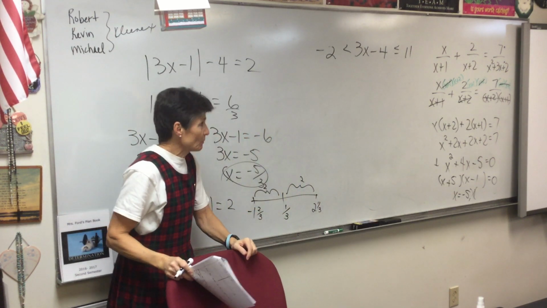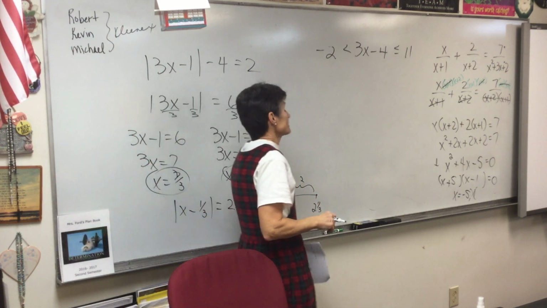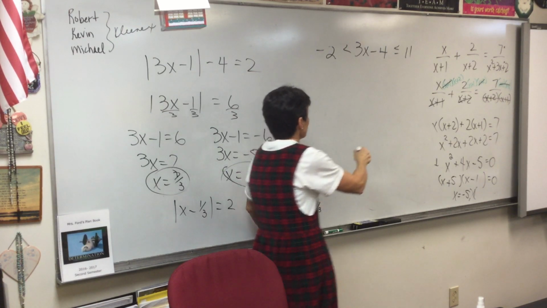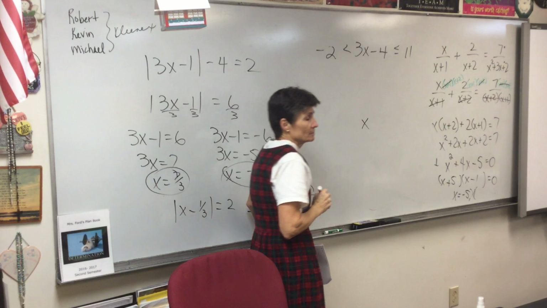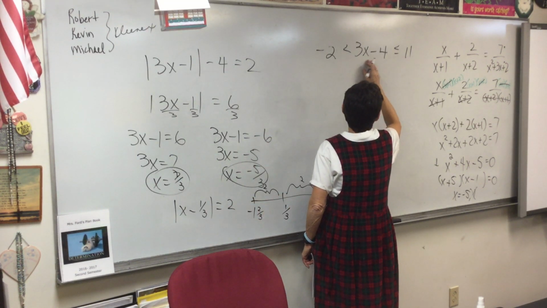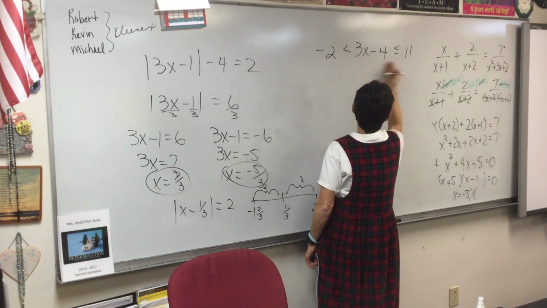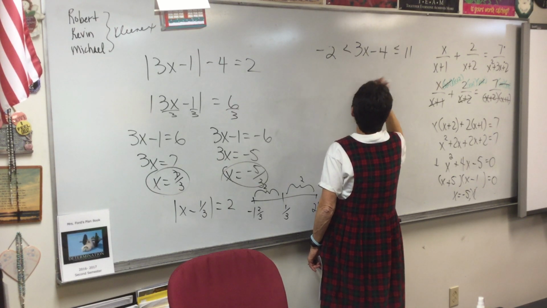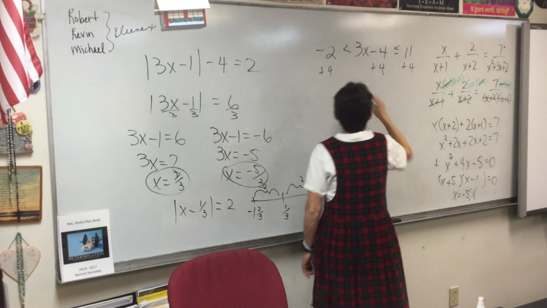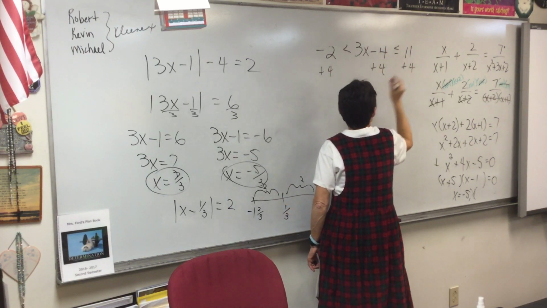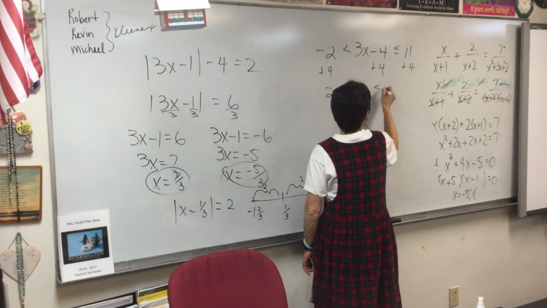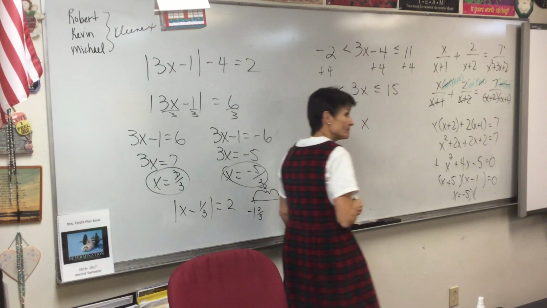This one can be solved different ways too, but it is so much easier. Just leave it the way it is and get x by itself. So if you think about getting x by itself, just think about this part of it. What would you have to do to get x by itself? Add 4. But you have to add 4 to all parts. So on the left, in the middle, on the right, we add 4. So now we have 2 less than 3x less than or equal to 15.